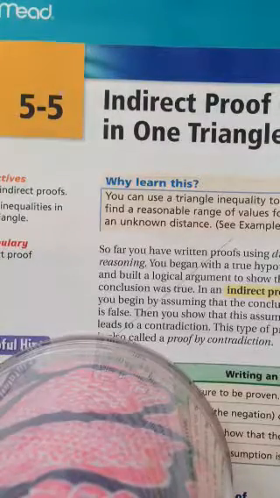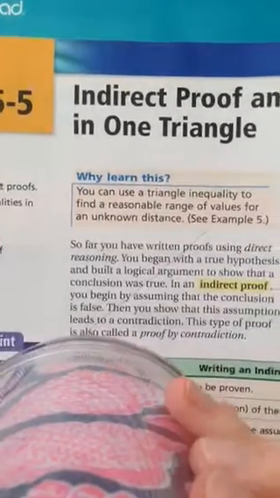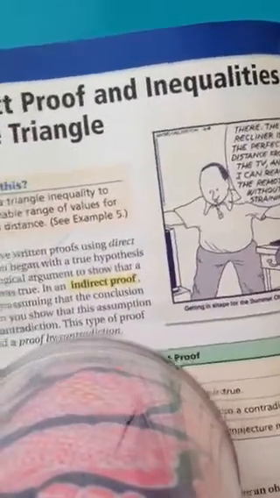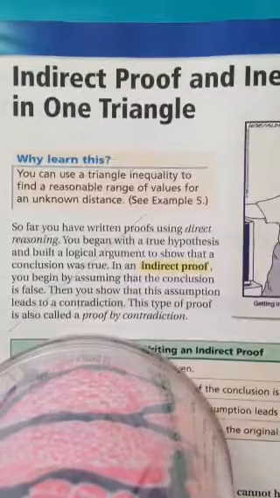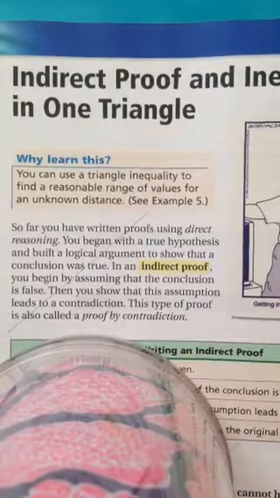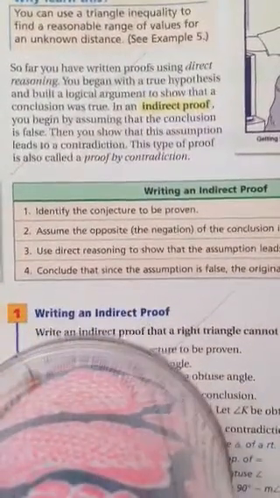Hey everybody, I am working on your videos now for lesson 5-5, and the title of this lesson is Indirect Proof and Inequalities in One Triangle. Now the good news is that that is on page 332 and we will be skipping the whole page. We are not going to do the indirect proofs right now, so you can just mark through.